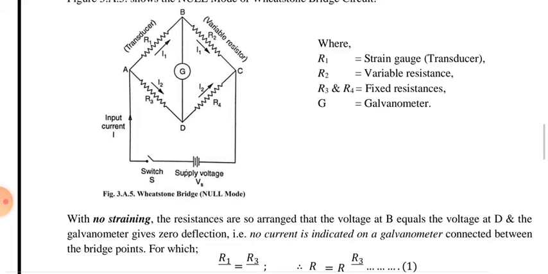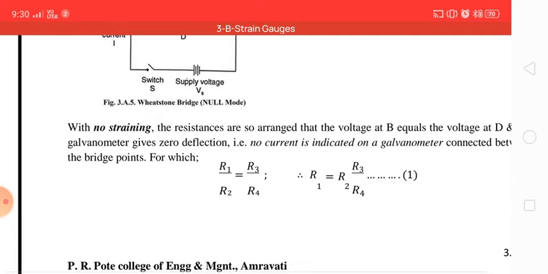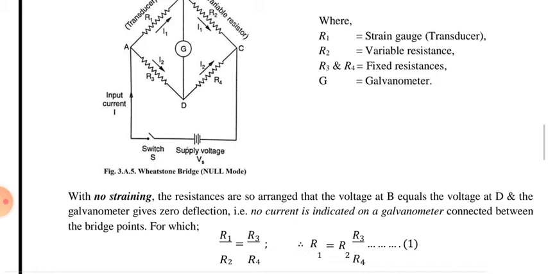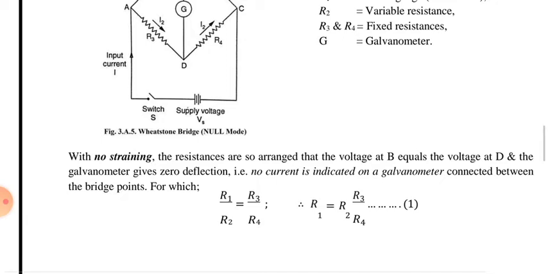So no current is indicated on the galvanometer connected between the bridge points, for which we can write R1 upon R2 equal to R3 upon R4. Therefore R1 equal to R3 by R4 into R2.